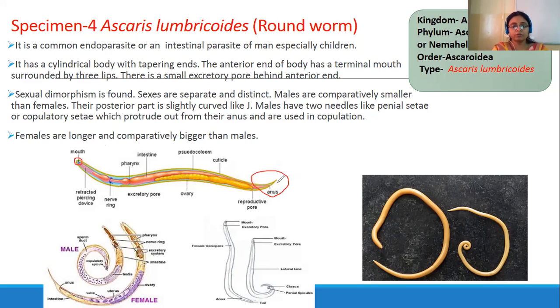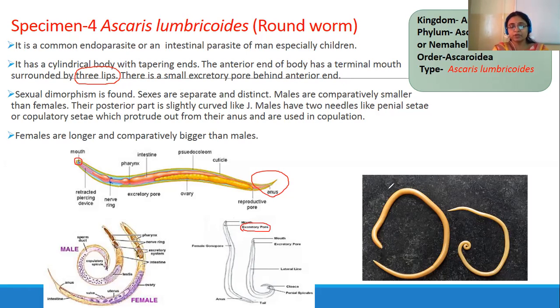Such a type of digestive system is called a complete digestive system, having two openings: a terminal mouth and a posterior anus. Fine. This mouth remains surrounded by three lips, so it has a tri-radiate mouth at the terminal end, and just beneath this mouth an excretory pore is situated, just behind the anterior end which contains the mouth.